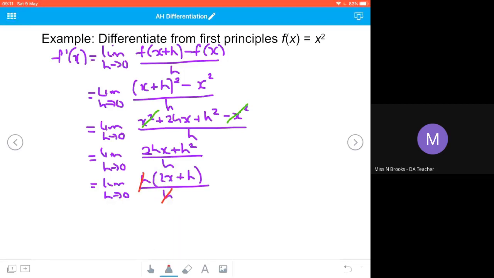So my h's will now cancel out. And so I'm left with 2x plus h, and I'm saying that my limit is h tending to 0, so I'm going to say that h is 0 now. And so that's going to give me 2x, which is what I would expect if I had differentiated f of x using my differentiation rules.